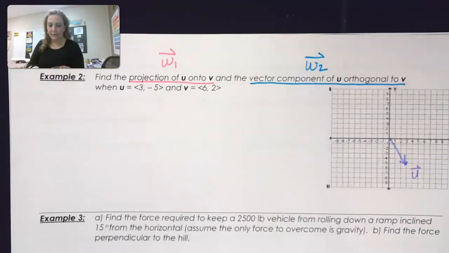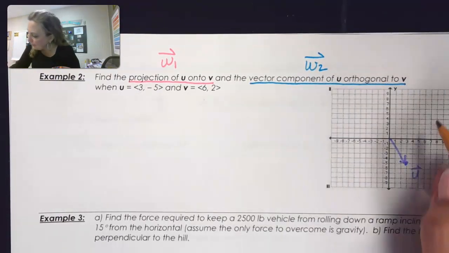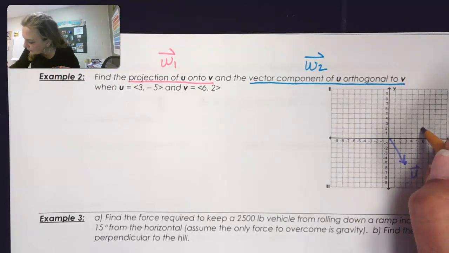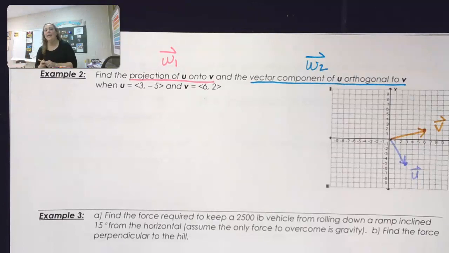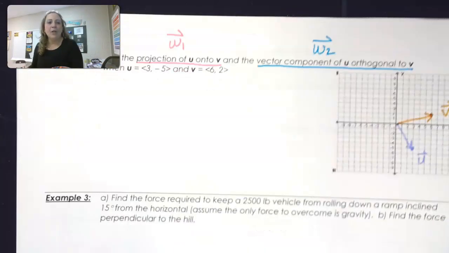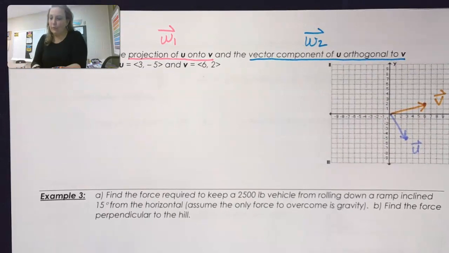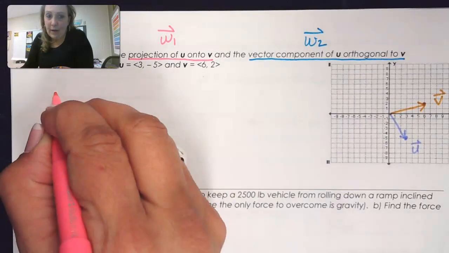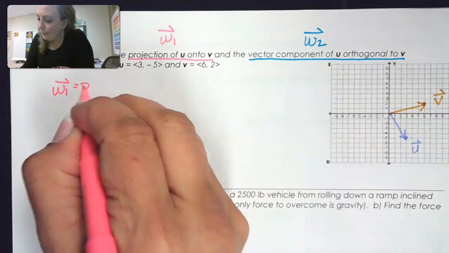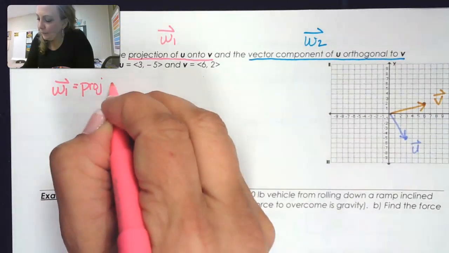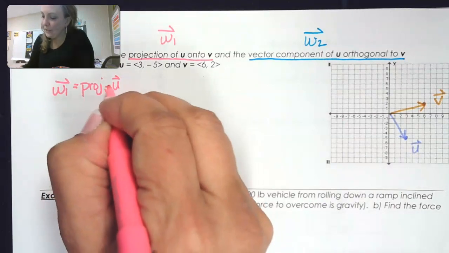There's my U. My vector V is going to be at 6, 2. There's my vector V. And I know we've been doing this visually, but let's do it algebraically first, and then we can do it visually and compare to what we have, okay? The first thing it's asking us for is W1. And so we know that W1 is going to represent the projection of U onto V.